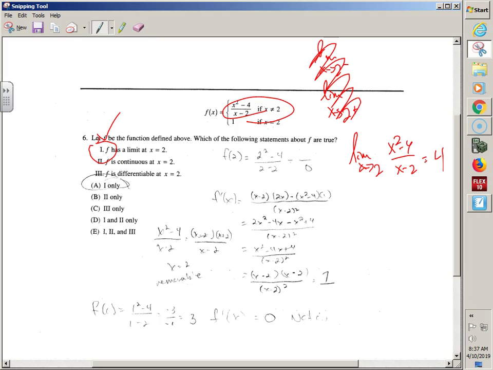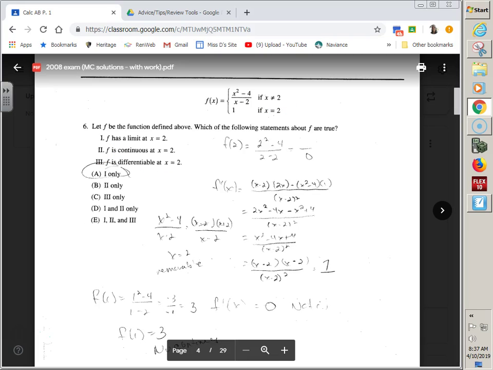Good. f of c exists. Can I plug in 2 and get a number? Yeah. The limit as x approaches c has to exist. Oh, it does. It's 4. And they have to agree. Well, does 1 equal 4? No. And if a function is not continuous, what can it not be? The answer is only 1. The limit has to equal the function value, which it does not.